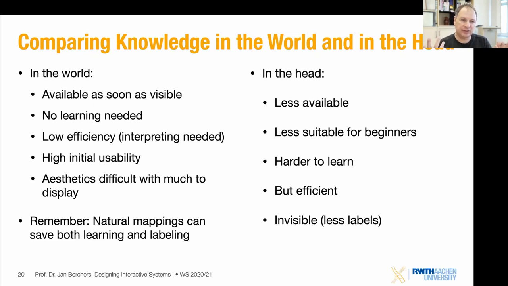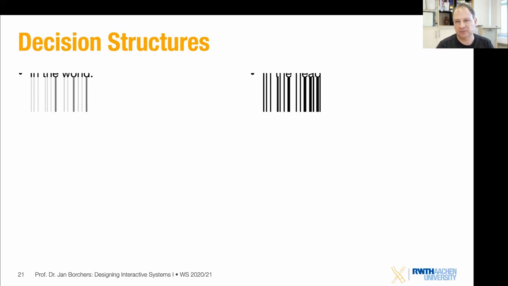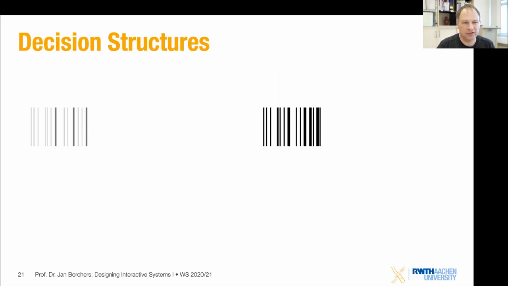So we now have a couple of different ways of looking at knowledge, right? We've got the understanding of procedural and declarative knowledge. We've got the understanding of knowledge in the world and in the head. And I want to come to another point here, which has to do with the question of how we make our way through complex information. So there are two ways that decision structures can be arranged.